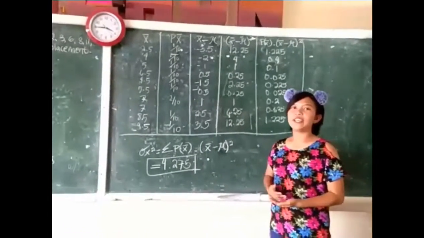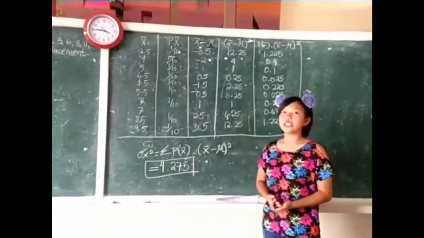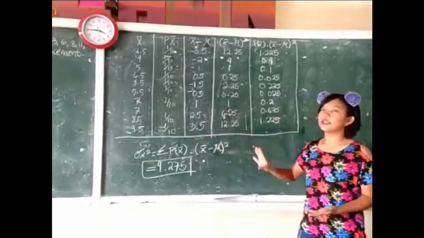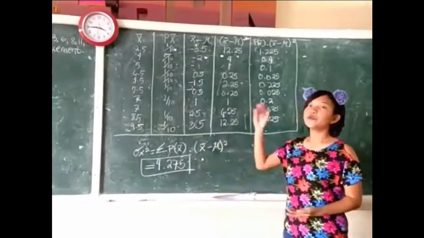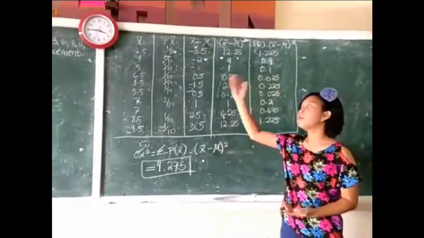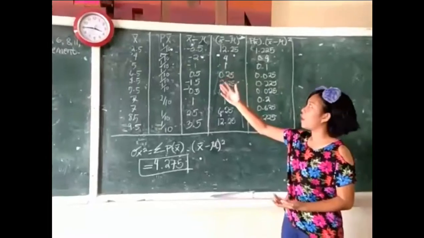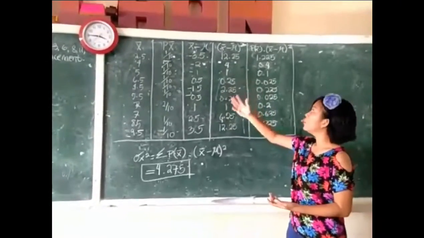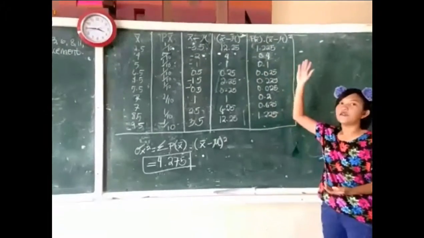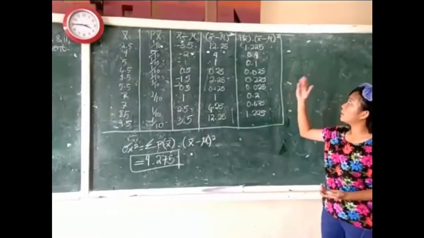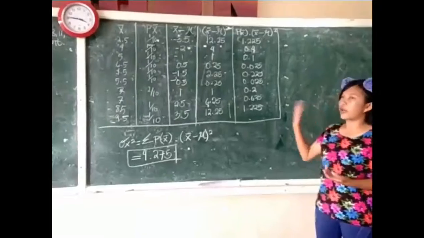Let's now proceed to finding our variance. But first, we should construct a table containing the values needed. Your table should contain your mean, the P of x bar, the x bar minus mu, the square of your x bar minus mu, and then P of x bar multiplied by your x bar minus mu squared.